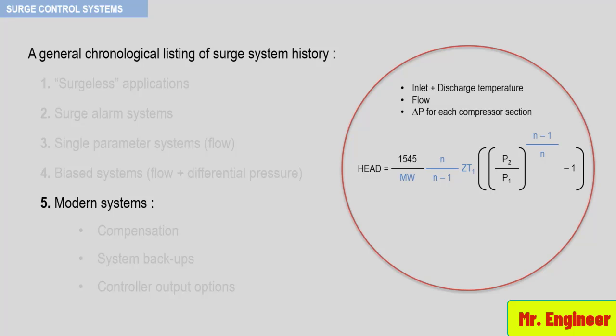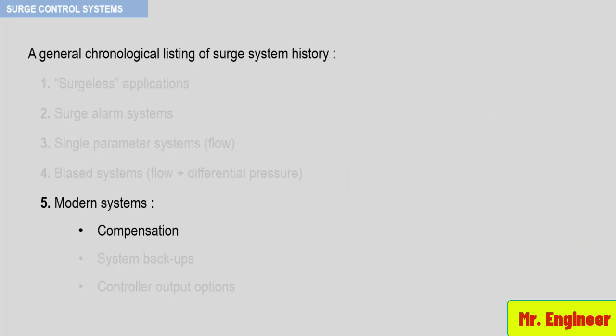The other available options include compensation for gas composition changes, system backups that will protect the compressor in the event of a surge, and controller output options to enable the surge system to be soft in relation to the process system. In other words, operation of the surge control system will not adversely affect the process system.